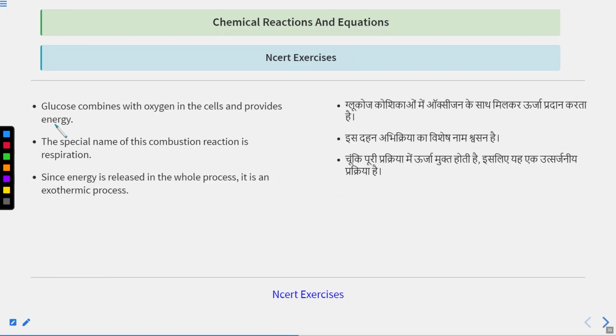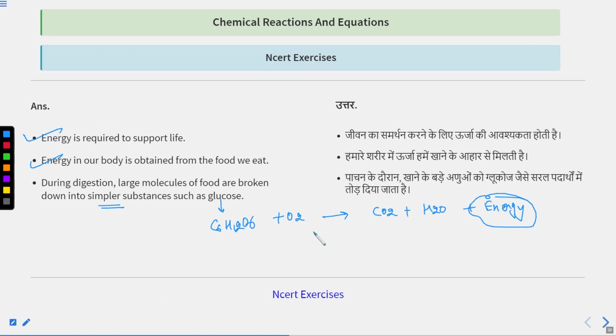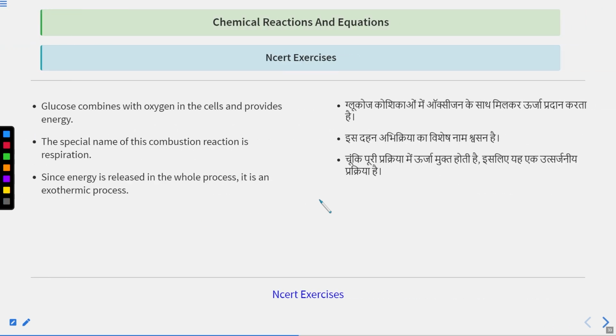Respiration is an exothermic process because glucose, when combined with oxygen, releases energy. I have not written here the balanced chemical equation because I am giving you homework. You can balance this unbalanced chemical equation, because balancing is very important from the exam point of view. So glucose combines with oxygen in the cells and provides energy. The special name of the combustion reaction.